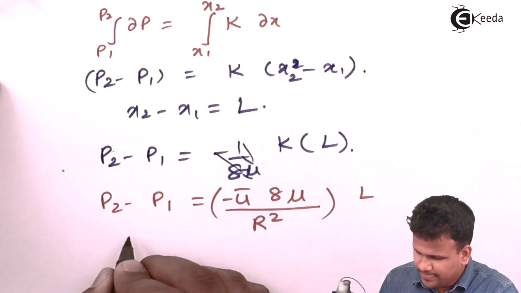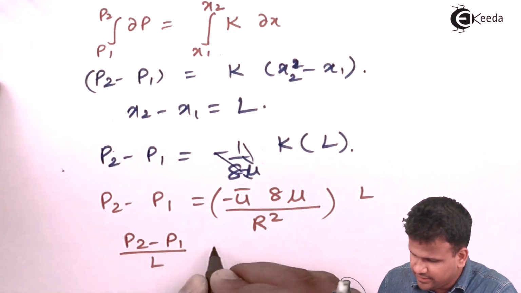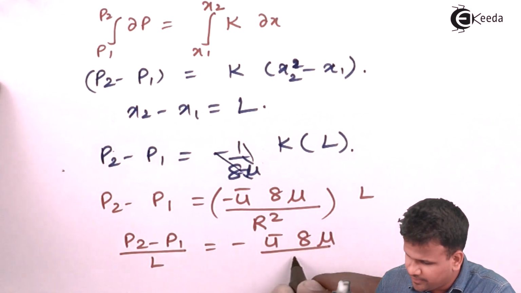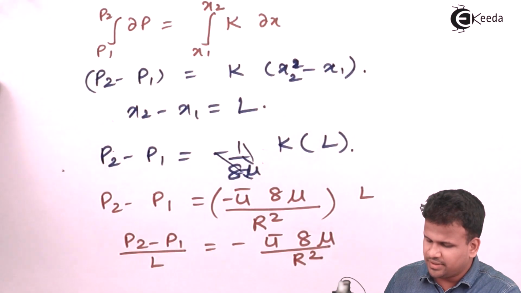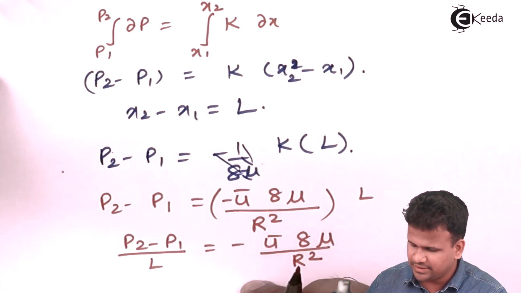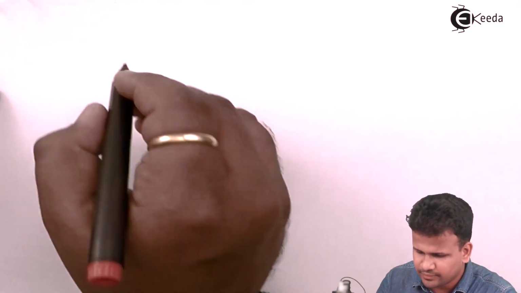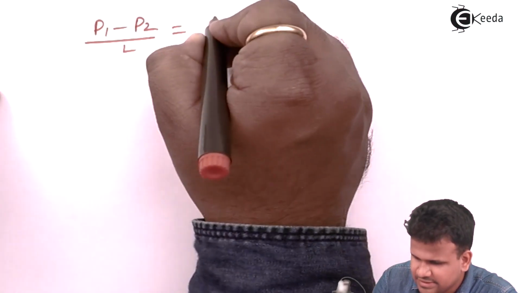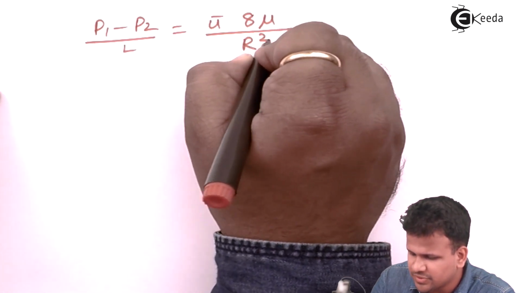So the change in pressure over an entire length will be equal to minus u bar 8 into mu upon r square. Now this negative sign can be taken from the right hand side to the left hand side. So we get P1 minus P2 upon L is equal to u bar 8 mu upon r square.